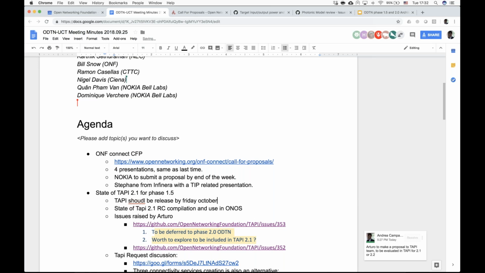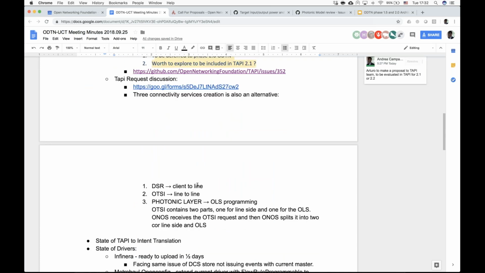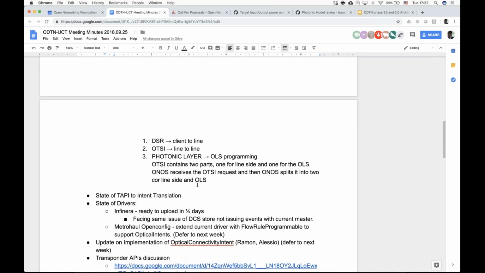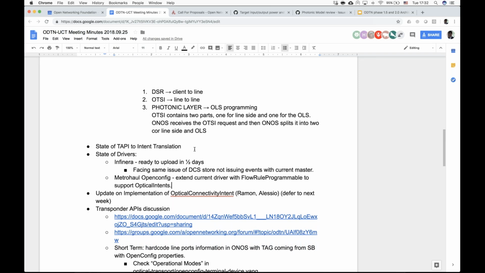Great, that's perfect. I think there was still the TAPI request discussion. We agreed on having two requests that was done last time. Last time we did defer these 2 points to this week because there was no Ramon nor Alessio from the Metro project, who are mainly working on this. Ramon, can you give us a bit of an update on the state of the TAPI to intent translation you were working on?